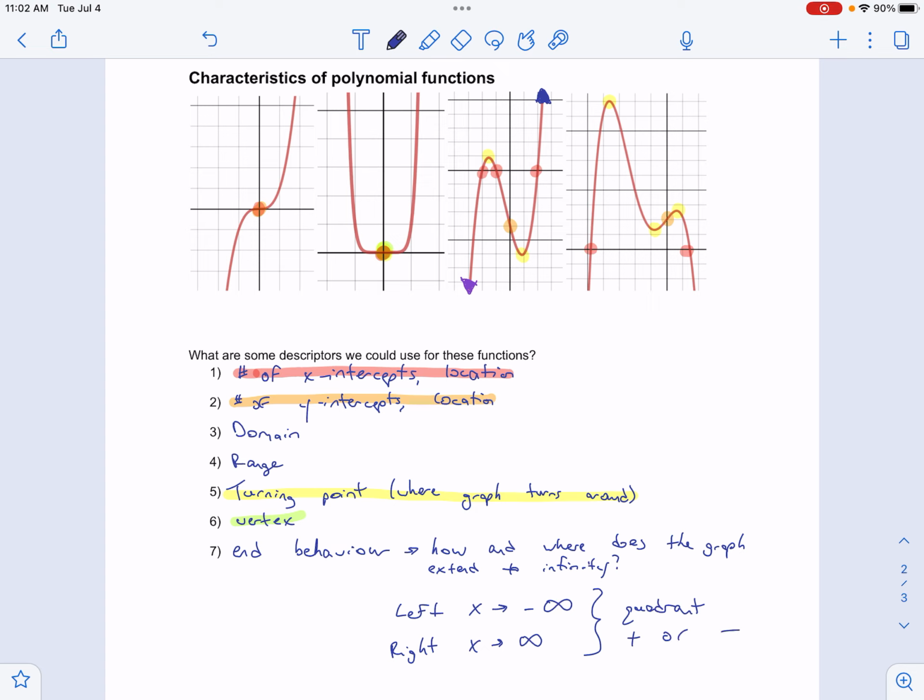Basically, the end behavior helps to tell us which quadrants our graph is going to be ending in, and that's useful for sketching, which we're going to get to in the next video. Okay, just some basic definitions here, not a lot that you need to totally memorize.